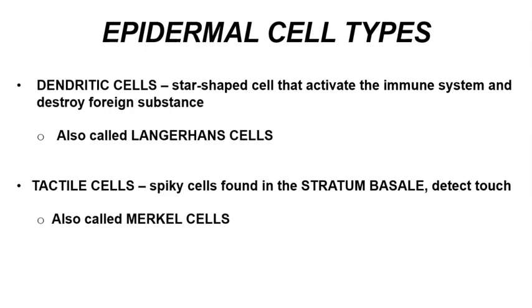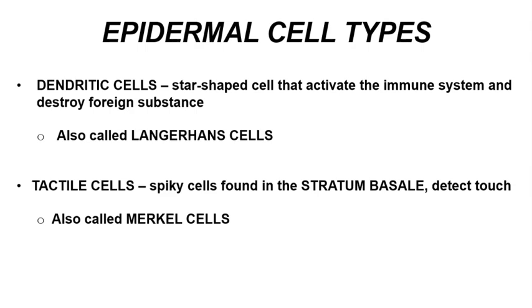We also see some dendritic cells, which are star-shaped cells that function as part of the immune system. They destroy foreign substances or microorganisms that are within the epidermis. You may also see these cells referred to as Langerhans cells. They patrol the epidermis looking for dirt, debris, or bacteria or other pathogens that they will then destroy or break down.